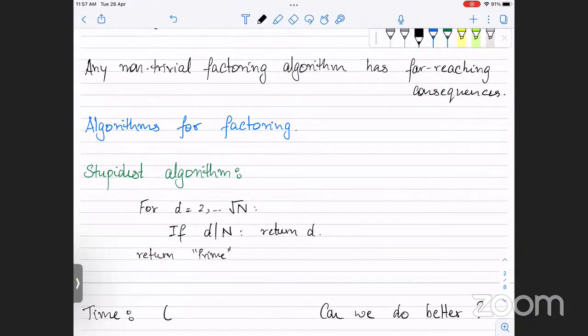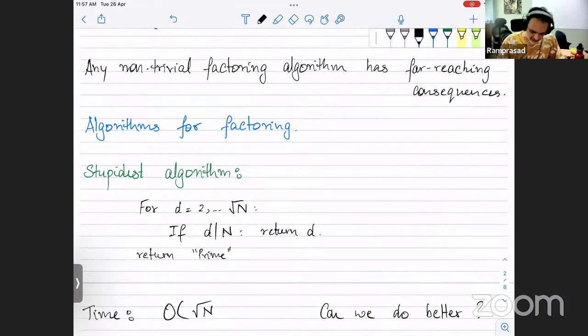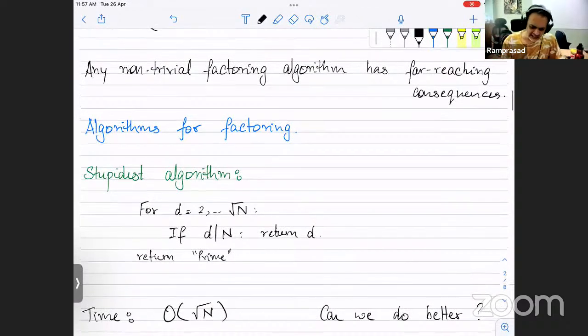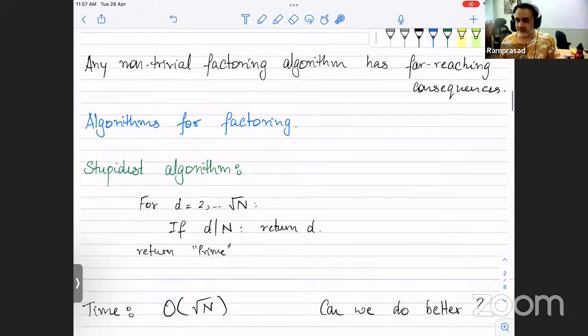Well, clearly the algorithm runs in time about order root n. I'm just going to ignore all polylog factors, like the time it takes to check if D divides n. This is minuscule in the grand scheme of things, so we are not going to care about it. So obviously this takes about root n time. And the question we are going to constantly keep asking is, can we do better?